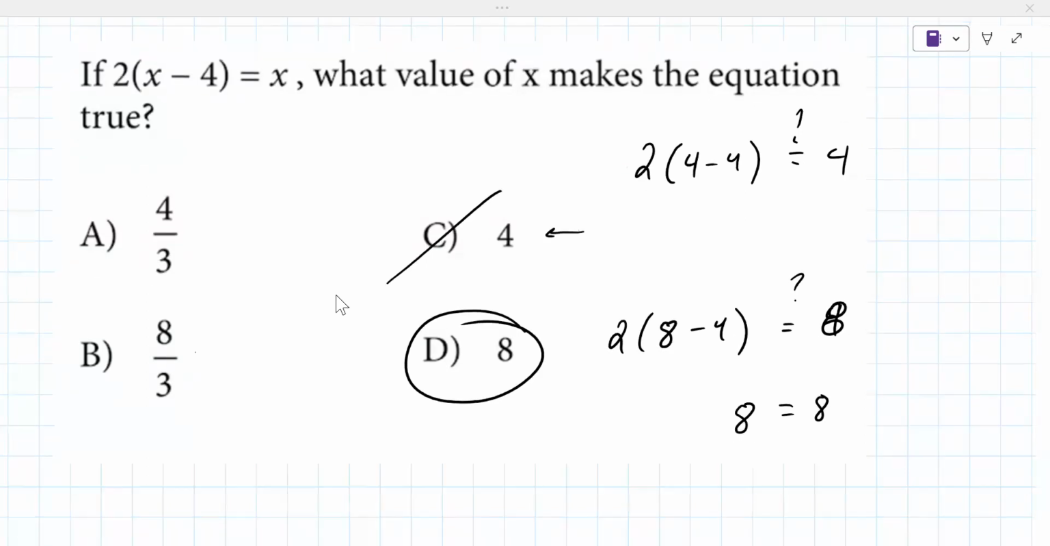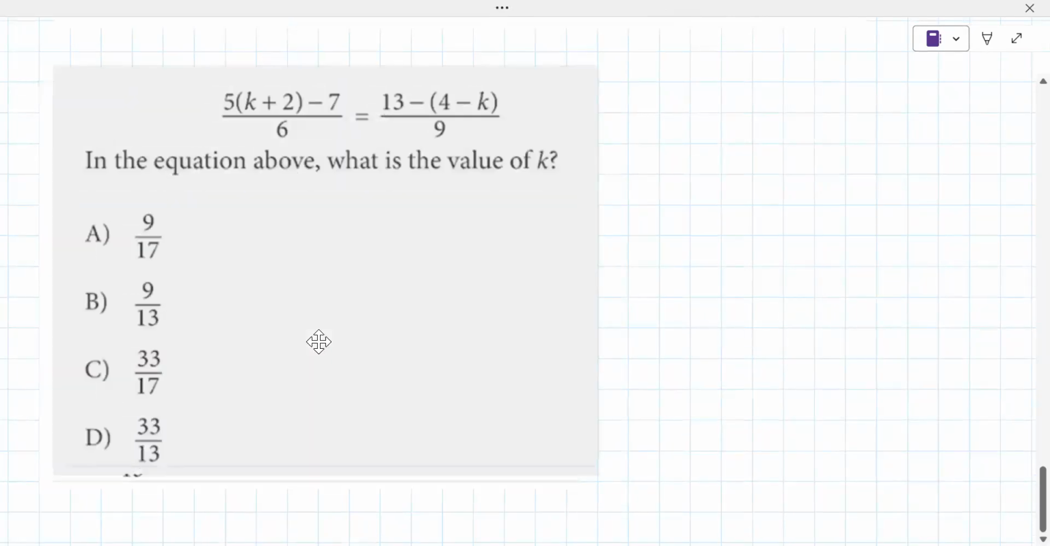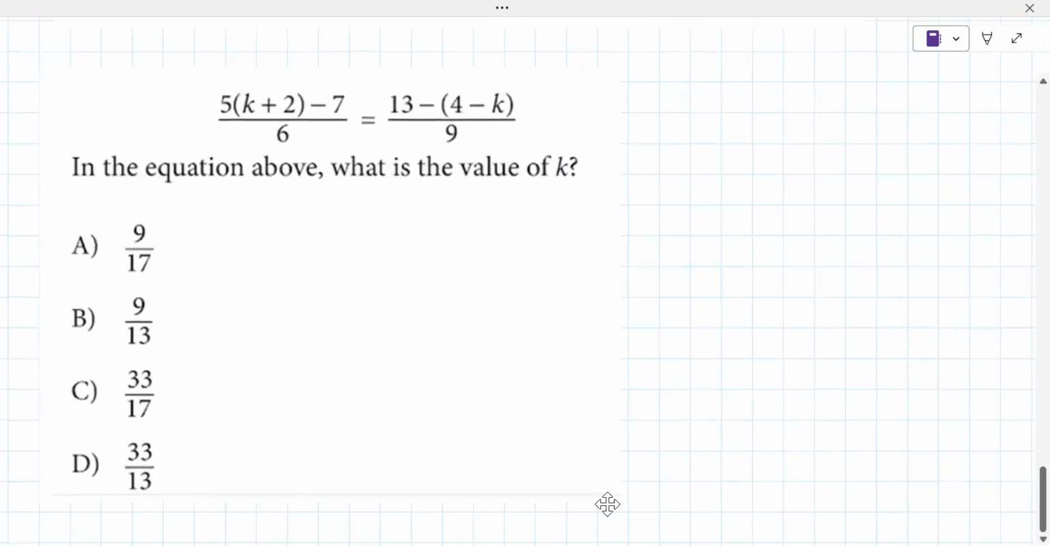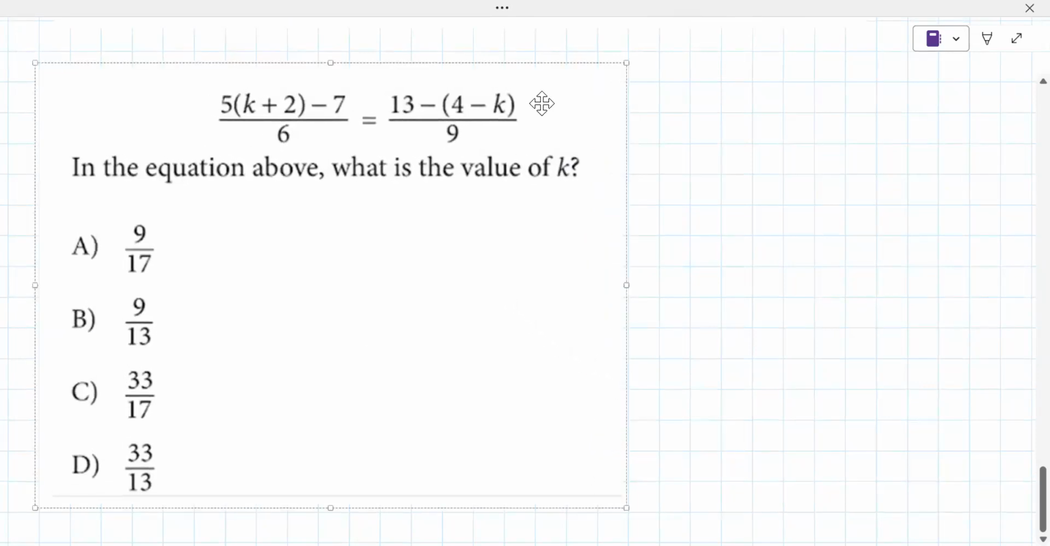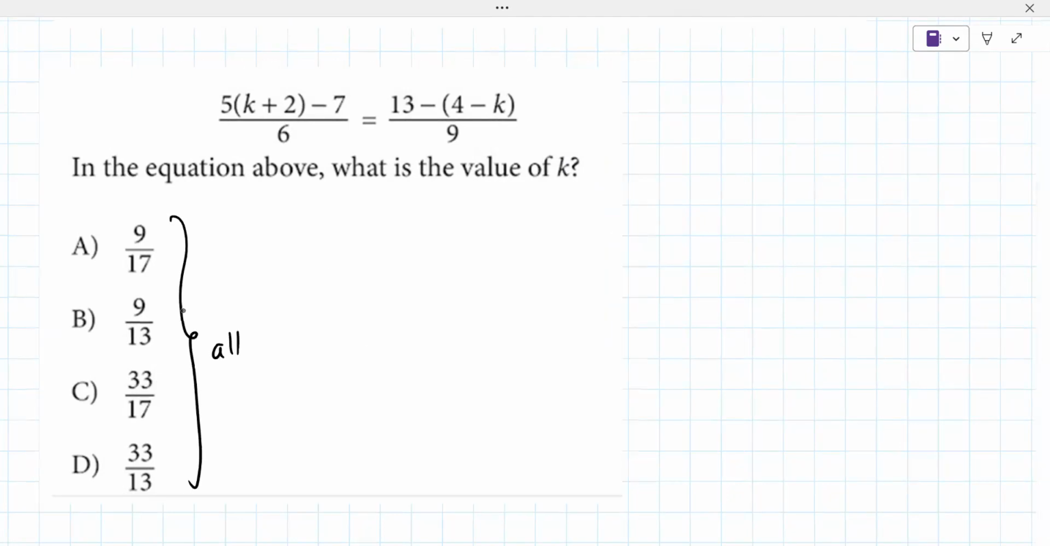So, unfortunately, maybe I said, hey, you just always try the answers. And that's a strategy sometimes students think will work. It doesn't work. Here's an example where these are all fractions. You would not try these. I mean, look how complicated this equation is: 5k plus 2 minus 7 over 6 equals 13 minus 4 minus k over 9. You would never try these answers in there. So this one you have to direct solve.